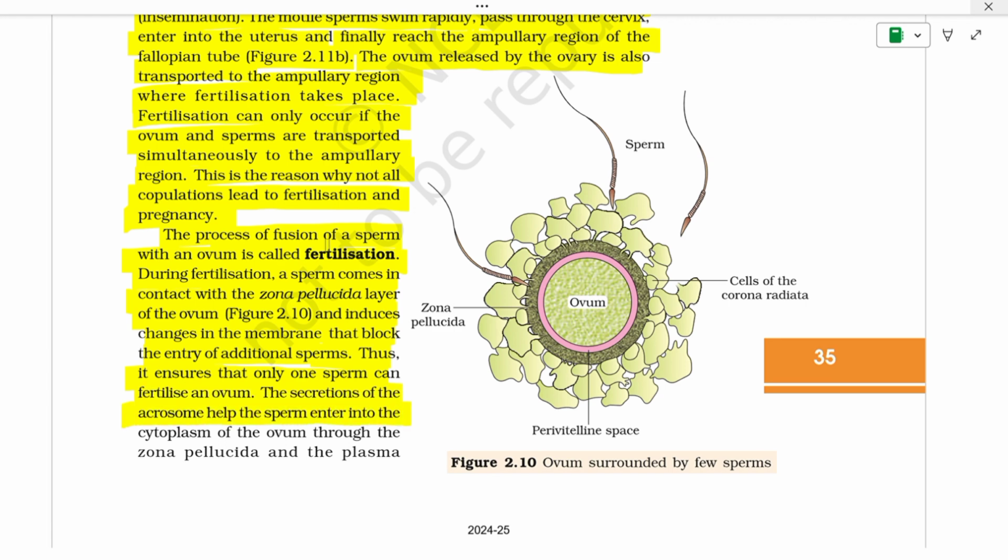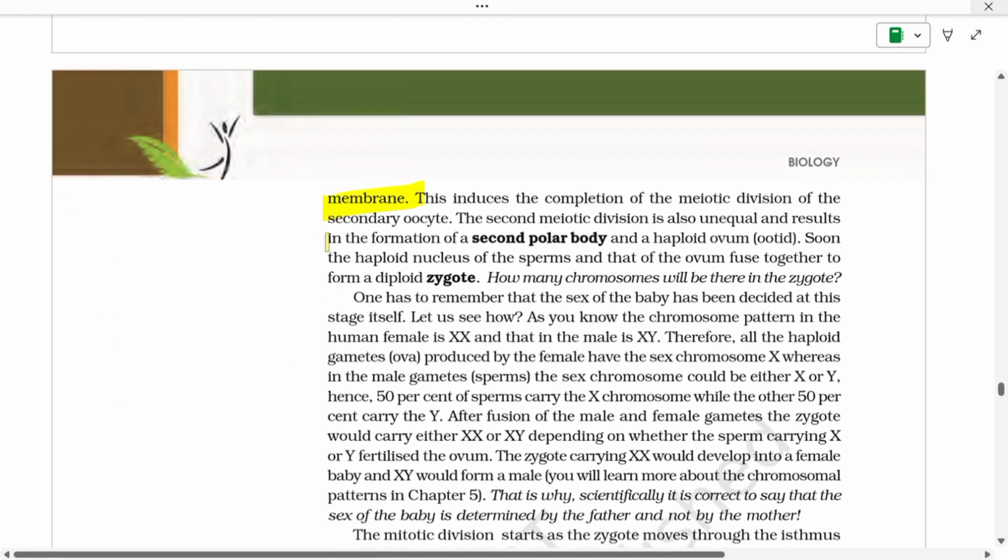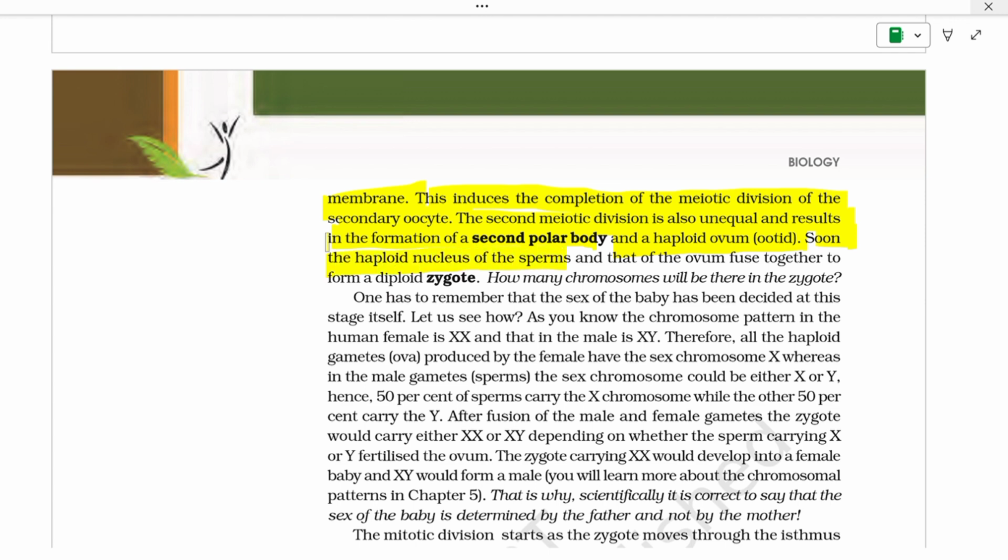The secretion of the acrosome helps the sperm enter into the cytoplasm of the ovum through the zona pellucida and the plasma membrane. This induces the completion of meiotic division of the secondary oocyte. The second meiotic division is also unequal and results in the formation of the second polar body and the haploid ovum, ootid. Soon, the haploid nucleus of the sperm and that of the ovum fuse together to form a diploid zygote. How many chromosomes will be there in the zygote?